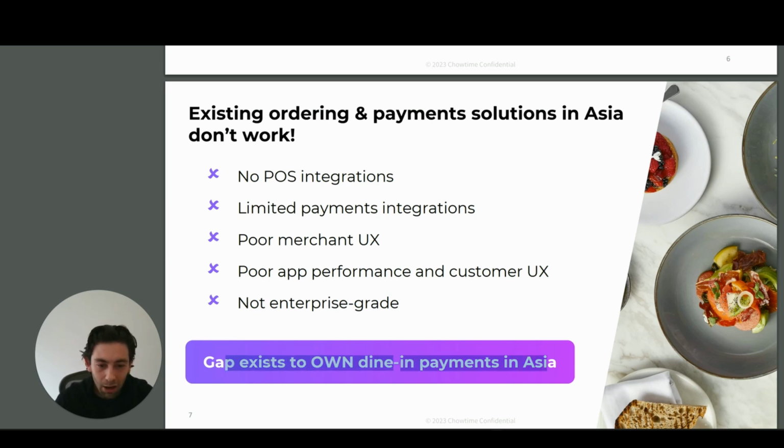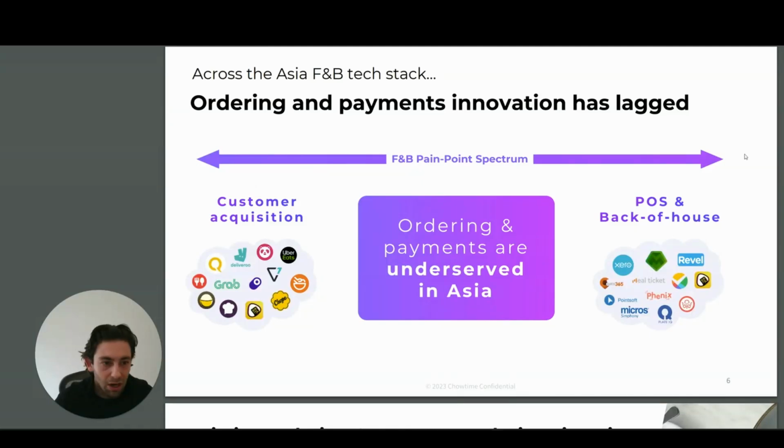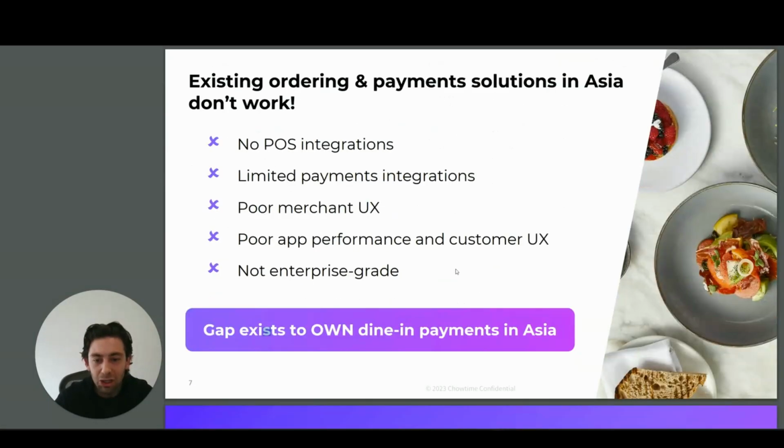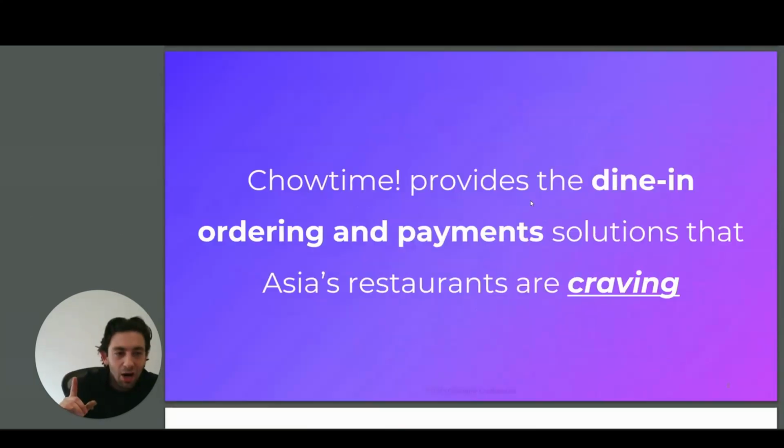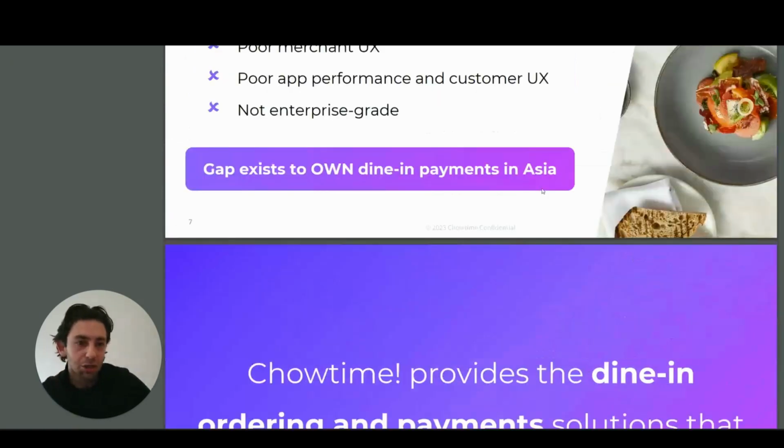So we just want to hammer home the point here that there is this gap. Everyone's focused on customer acquisition and back of house, and there's this gap that's been underserved in Asia, and Asia is early on the adoption curve of dine-in, ordering and payments technology relative to the rest of the world. One other thing that I want to say before getting into the solution stuff.